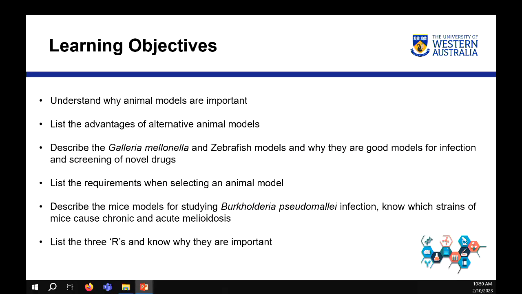You should understand from this lecture why animal models are important, and be able to list the advantages of alternative animal models. I'm going to talk again about the Galleria mellonella and the zebrafish models, but this time why they're good models for infection and screening of novel drugs, and list the requirements when selecting an animal model. And then I'm going to talk to you about the mouse infection models for Burkholderia pseudomallei. I'm going to talk about two particular models, one that causes chronic and one that causes acute melioidosis, and then list the 3 R's and why they're important.